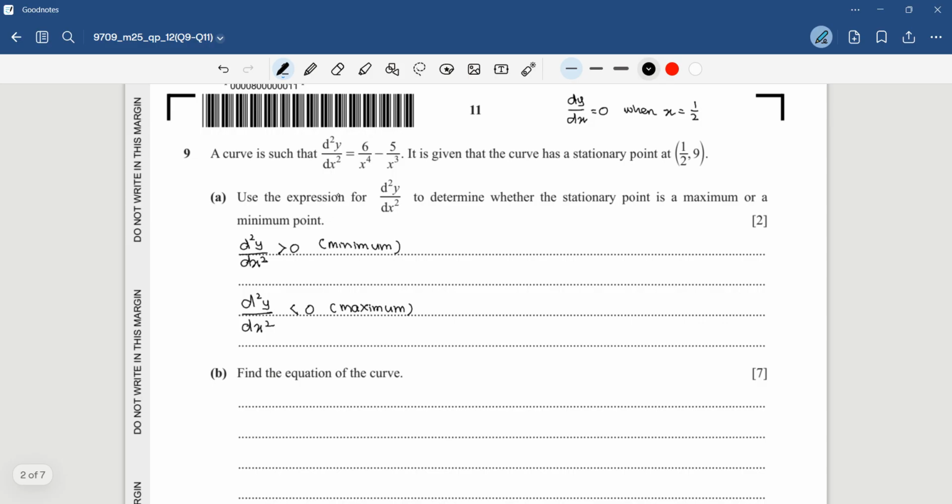So we substitute x equal to 1/2, so d²y/dx² is equivalent to 6 over (1/2) to the power of 4 minus 5 over (1/2) to the power of 3. You press a calculator, you will get 56. So 56 is more than 0, therefore (1/2, 9) is a minimum point.